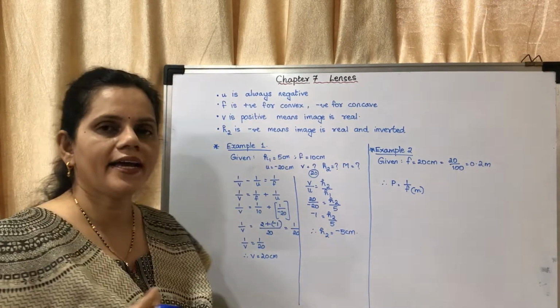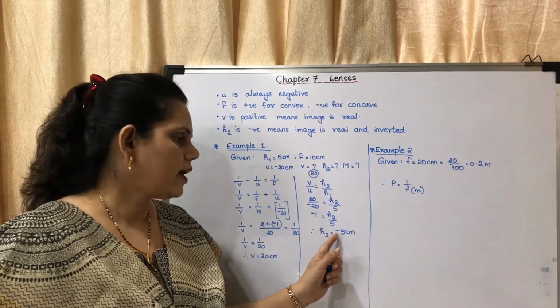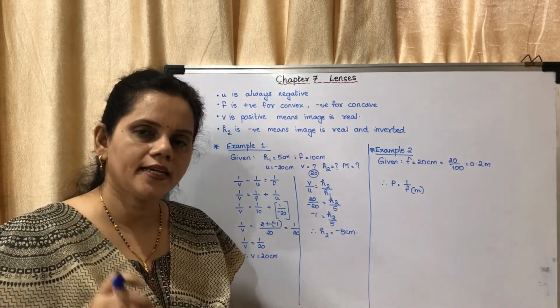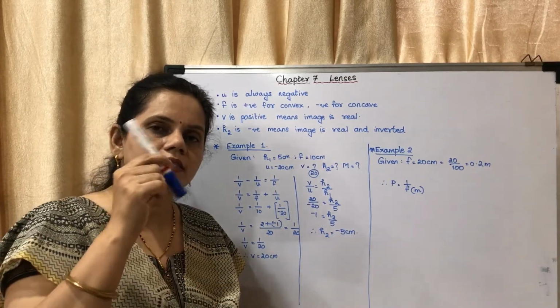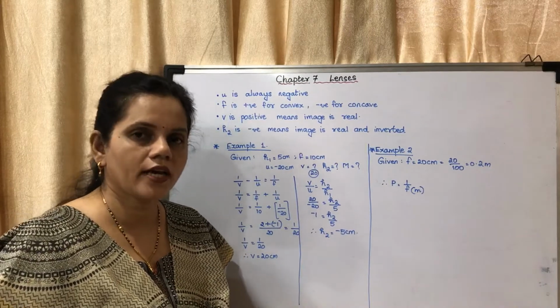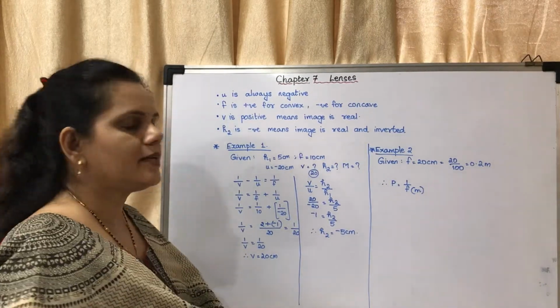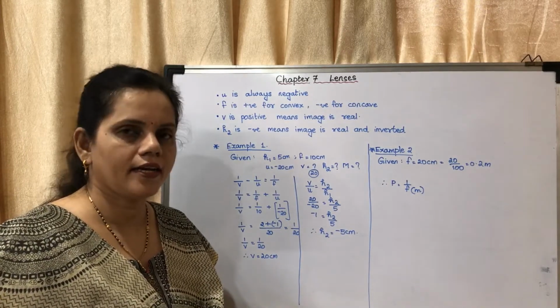Now, height is never negative. But here what does that minus sign indicate? The minus sign indicates that the image is inverted. The image is inverted and real. So what will be the nature of the image? The nature of the image will be real and inverted.